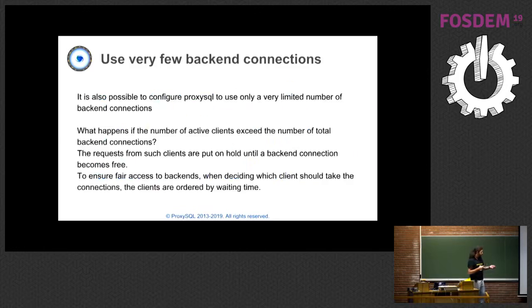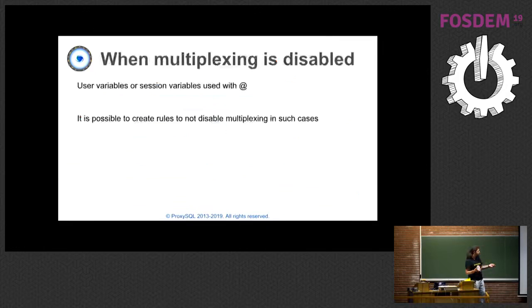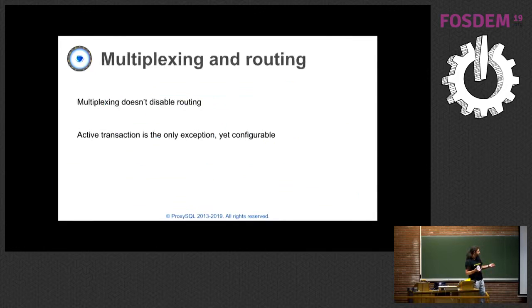And actually what you asked is, basically, I'm highlighting this here, that multiplexing does not disable routing. So you can still have different types of routing. So a write statement goes to the master, and a select statement goes to the slave. And if you are sending an @ statement to the master, you should not send the select to the slave, because it is wrong. You should send it to the master as well.